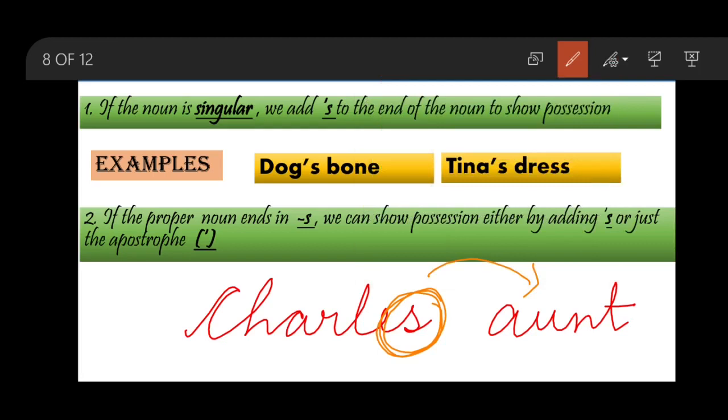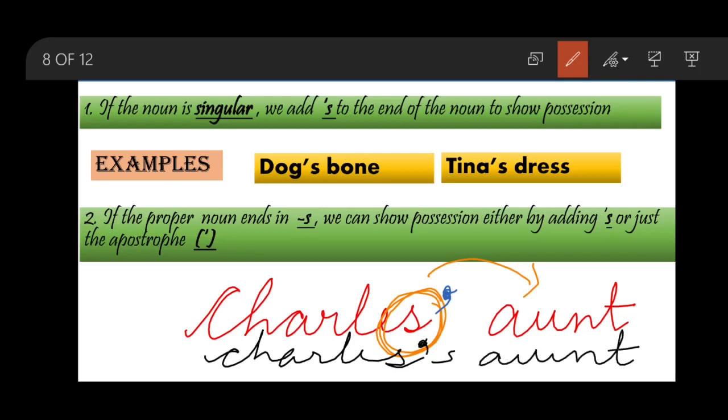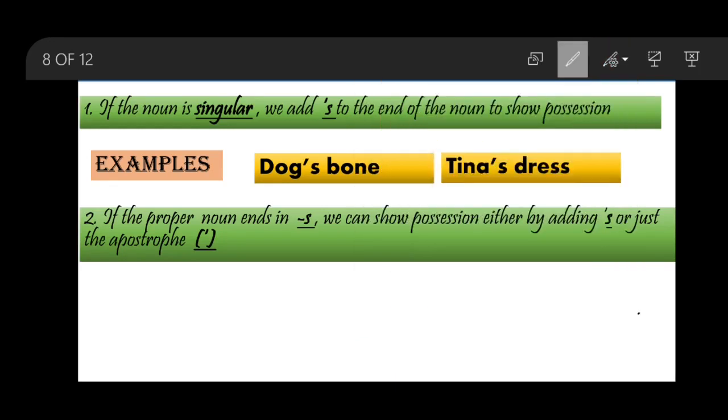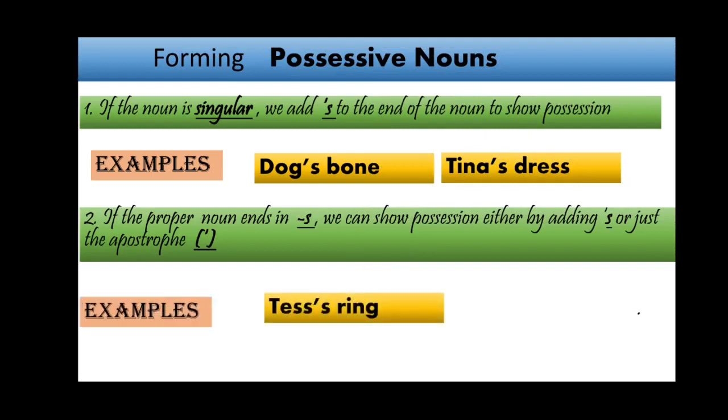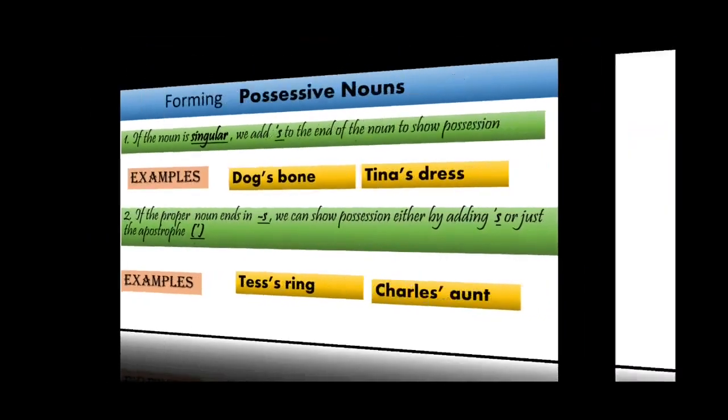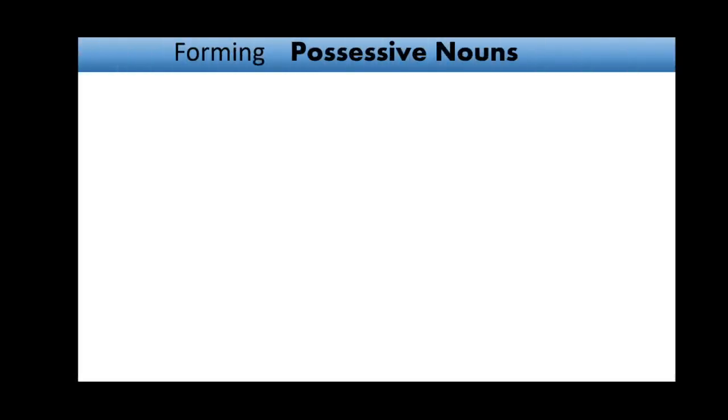It is not necessary that we will only add apostrophe or only apostrophe s. It's up to you. Either we can use a single apostrophe, or in the second way you can write Charles's aunt. We can write apostrophe s also, or simply we can write apostrophe. Both things are going to work. So let's have a look at the examples. Tess's ring, Charles' aunt. Yes. So here we can see that in this way we are done. So this was the second point we finished, right? Let's have a look at the next slide.